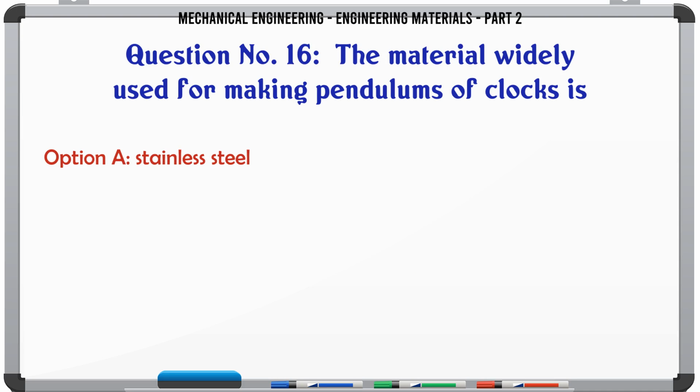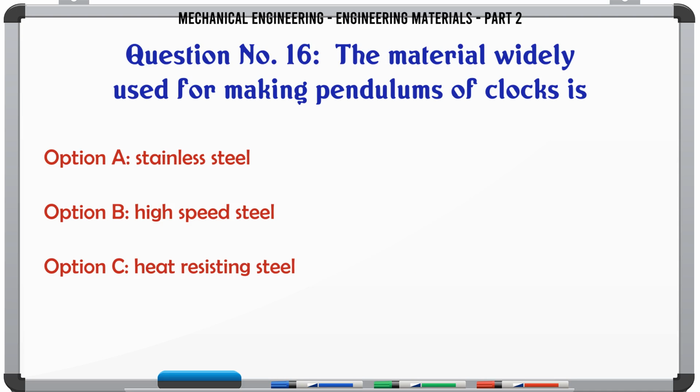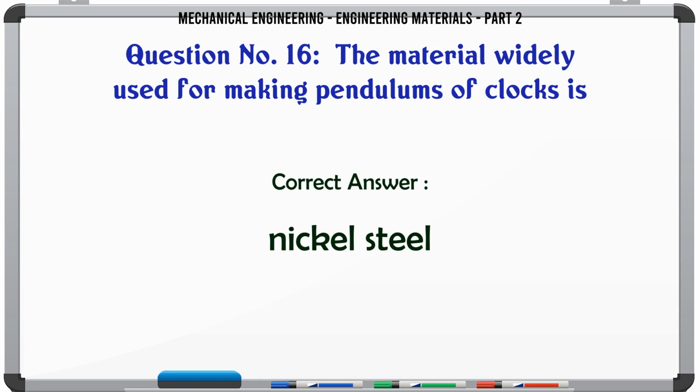The material widely used for making pendulums of clocks is A. stainless steel, B. high-speed steel, C. heat-resisting steel, D. nickel steel. The correct answer is nickel steel.